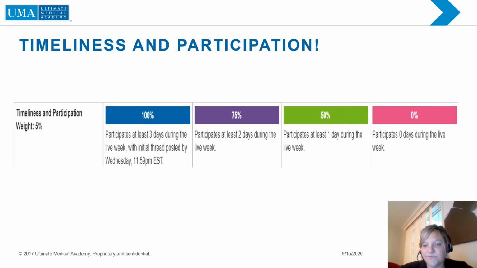Timeliness. I know life happens, things get in the way. However, timeliness is important. So to get full credit, you will need to post your initial post by 11:59 on Wednesday of that week. 2 separate posts, replies on 2 separate days. So 3 days total during the live week you will need to post.